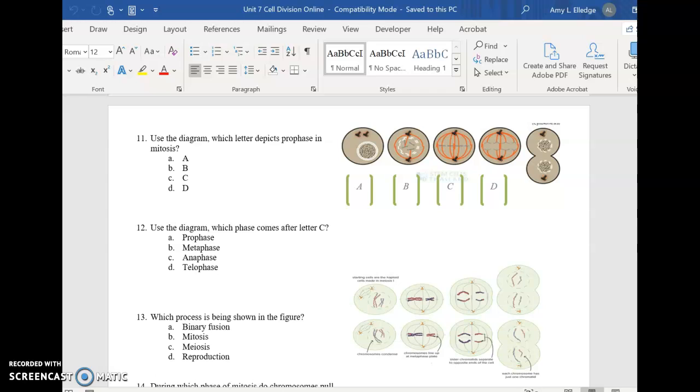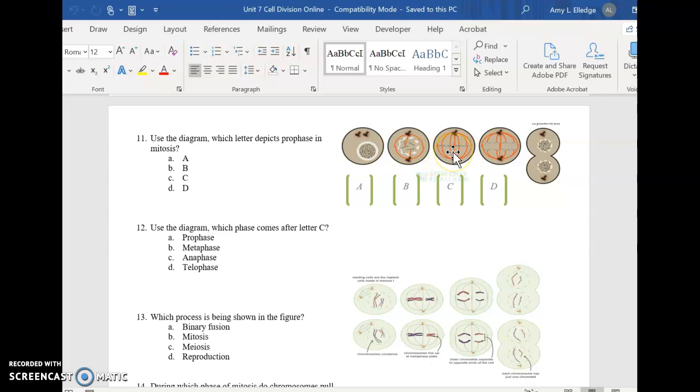Number 11, use the diagram. Which letter depicts prophase? So you need to know what happens in prophase. Prophase, your DNA coils, your spindle forms, and your nucleus degrades. So if you look at A, in A, you don't have any spindle forming. You have a full nucleus and you can't see any of the DNA. When you look at B, you got some spindles forming here. You can start to see your DNA. And this little dotty line here, I think, is your nucleus going away.